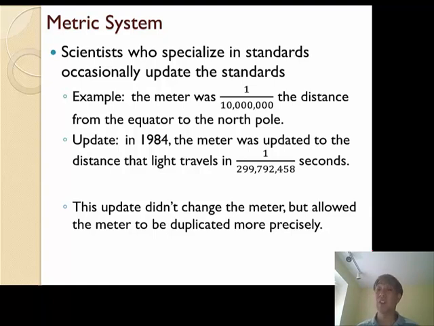Look at the difference in the number of significant digits between those two numbers. 1/10,000,000th is one significant digit. That's easy enough to measure, but it's not very precise. Whereas the update has 9 significant digits. A lot more precision associated with that. It didn't change the meter per se, but it allowed it to be duplicated more precisely in different parts of the world.